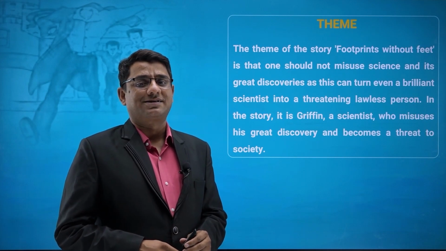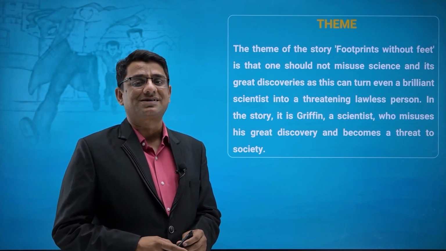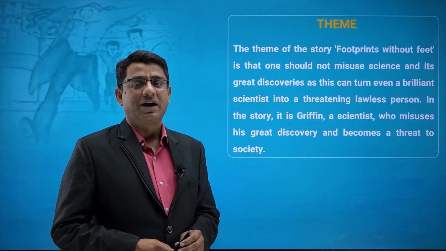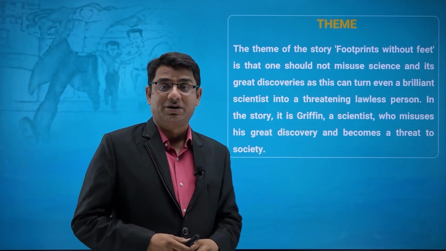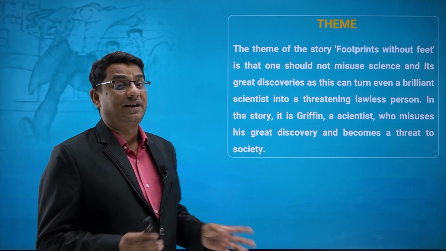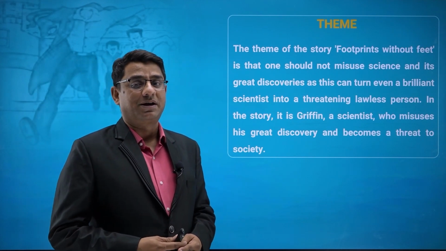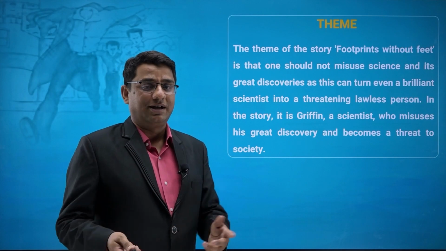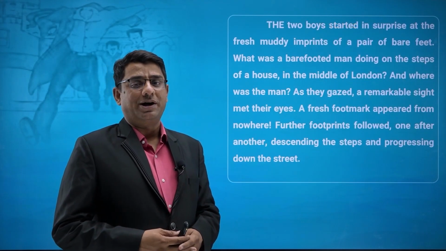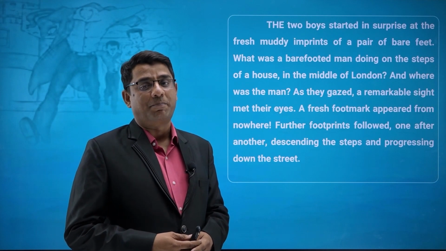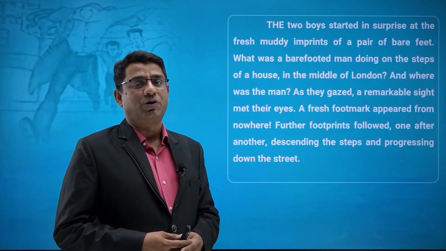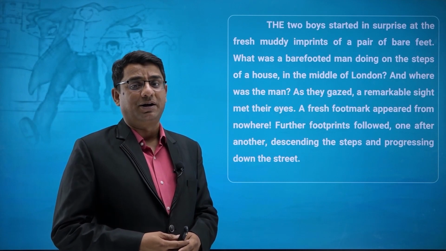In the story, it is Griffin, a scientist who misuses his great discovery and becomes a threat to society. So basically, we are talking about Griffin. Griffin is a scientist, a very famous scientist, but then he becomes a threat to society. Like how? The two boys started in surprise at the fresh muddy imprints of bare feet. What was a barefooted man doing on the steps of a house in the middle of London?